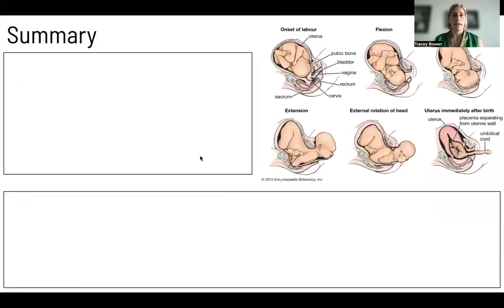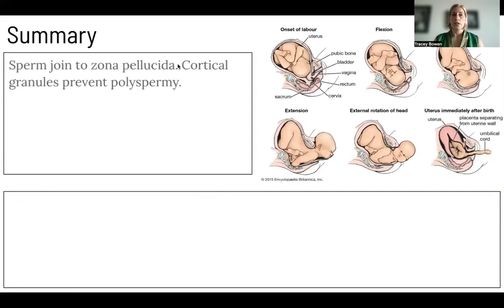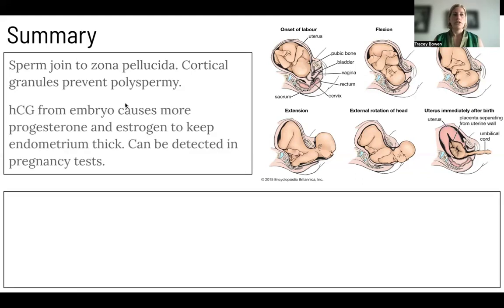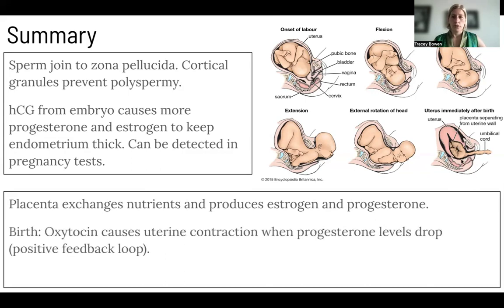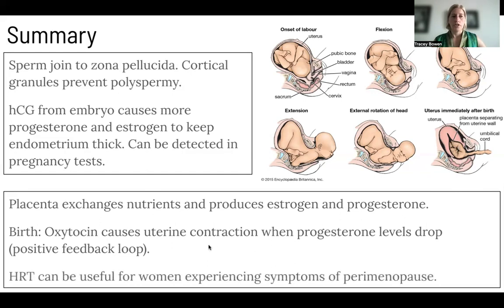So to summarize, sperm joined to the zona pellucida, the cortical granules prevent polyspermy. HCG from the embryo causes more progesterone and estrogen to keep the endometrium thick, which can be detected in pregnancy tests. The placenta exchanges nutrients and produces estrogen and progesterone. And then birthing, oxytocin causes uterine contractions when progesterone levels drop, and that's a positive feedback loop. And HRT can be useful for women experiencing symptoms of perimenopause, and then also into their menopause time.